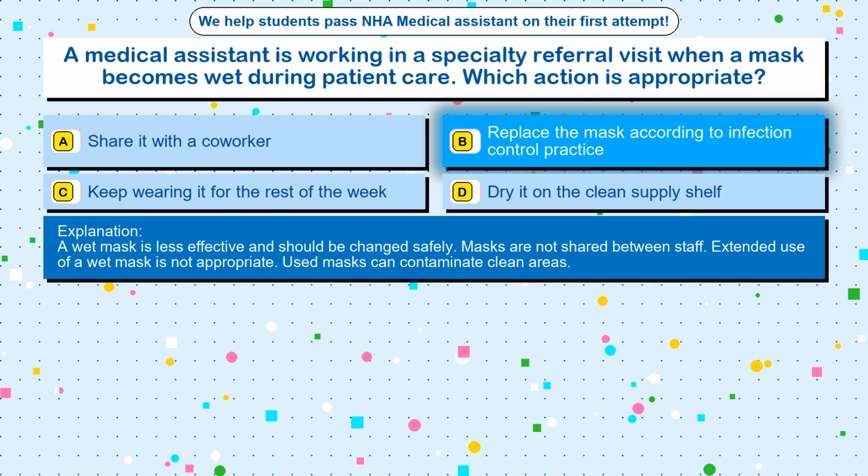A wet mask is less effective and should be changed safely. Masks are not shared between staff. Extended use of a wet mask is not appropriate. Used masks can contaminate clean areas.